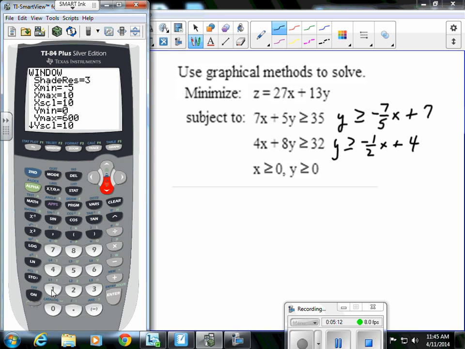And my scale there can be 1. The y, very similarly, I'm going to say -5. Again, I want to move it off the center of the screen so that I can see my axes, because I'm probably going to find some intersection points there.